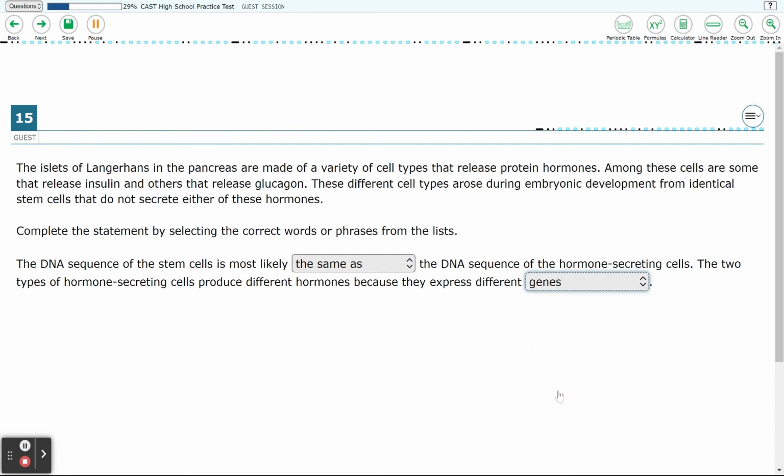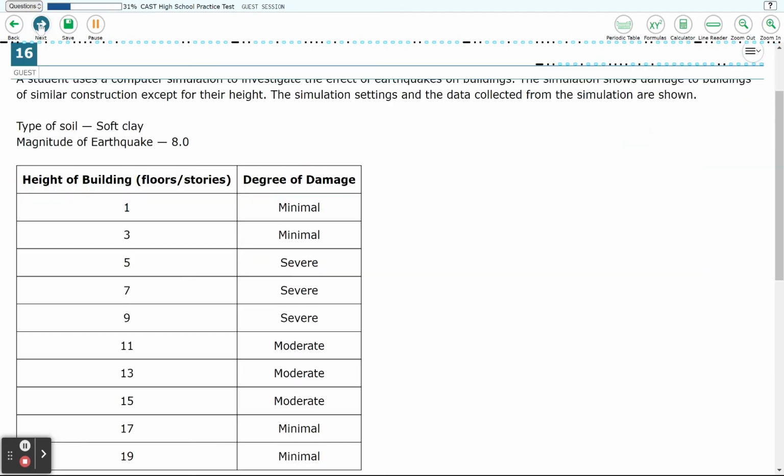Why'd that disappear? There you go. And that's because each of the different kinds of cells have distinct sets of transcription regulators that either suppress or increase the transcription of the various genes. All right, moving on to question 16.